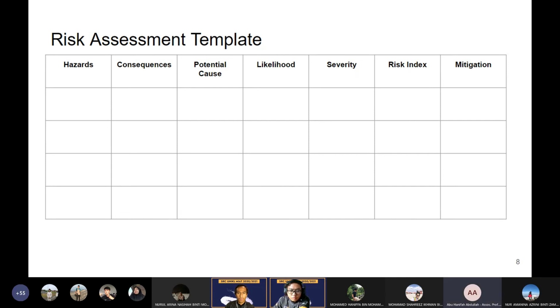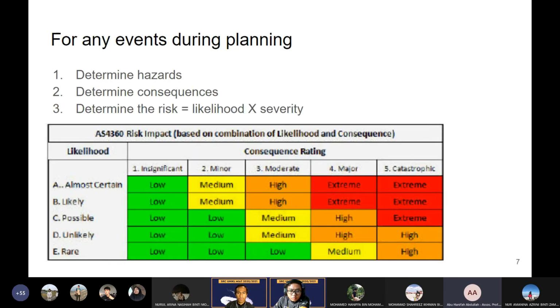Risk index, you multiply. Like I say again, likelihood is rare is 1, unlikely is 2, possible is 3, likely is 4, almost certain is 5, and consequence rating is 1, 2, 3, 4, 5. You multiply them together, you get some number.